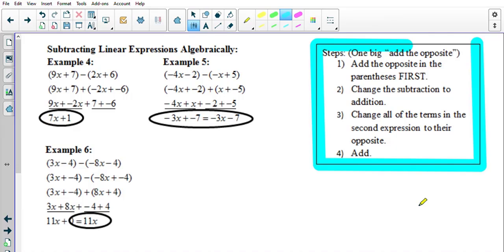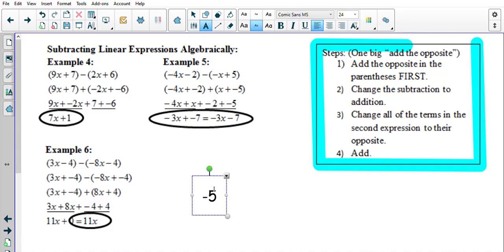So just like when we changed subtracting problems like negative 5 minus 12 into negative 5 plus negative 12, we're doing a similar thing here with linear expressions. The very first thing I always do, though, is I add the opposite inside the parentheses first, just to make sure everything's addition and I don't miss any negative signs. And again, just like when we talked about simplifying expressions before, this is a really important thing to do. So add the opposite inside the parentheses first.